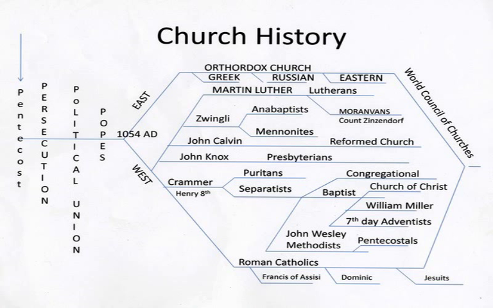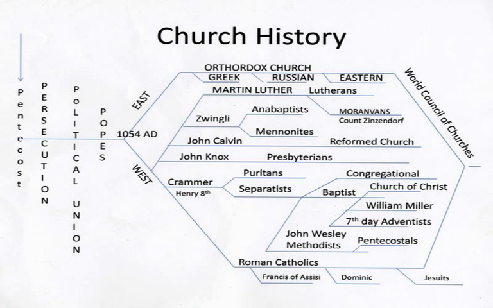We have another great schism in the West with the Protestant Reformation by Martin Luther in 1517, nailing the 95 Theses to the door of the Wittenberg Church. Martin Luther founded the Lutherans. The Moravians split off of the Lutherans with Count Zinzendorf.